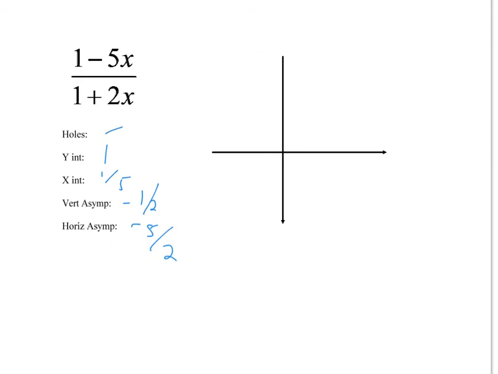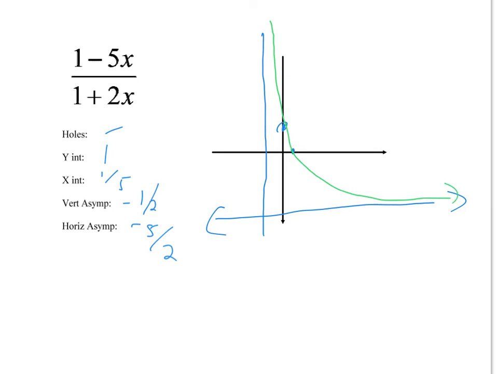So if I want to graph my function now, I have no holes. I have a y-intercept of 1. I have an x-intercept of 1/5 right there. I have a vertical asymptote at negative 1/2, so that's right about there. And I have a horizontal asymptote at negative 5/2, or negative 2.5, so it's right there. So now my graph, I can see it passes through these 2 points, so it's going to hug my vertical asymptote, come down through those 2 points, hug my horizontal asymptote.